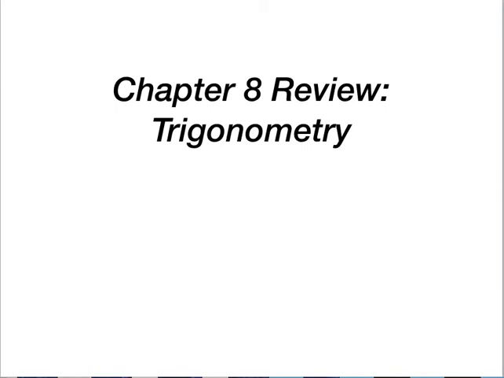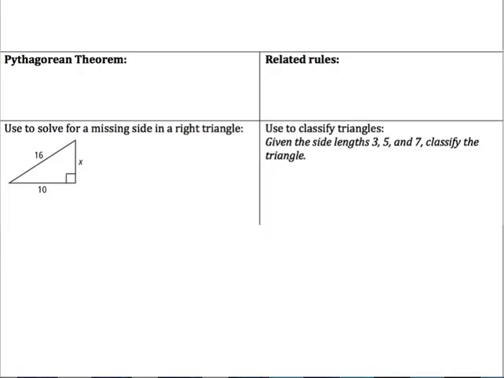Today we're going to review the key concepts from Chapter 8, the chapter that was all about trigonometry. Starting with the Pythagorean theorem. The Pythagorean theorem, that was a squared plus b squared equals c squared. Go ahead and fill that in.